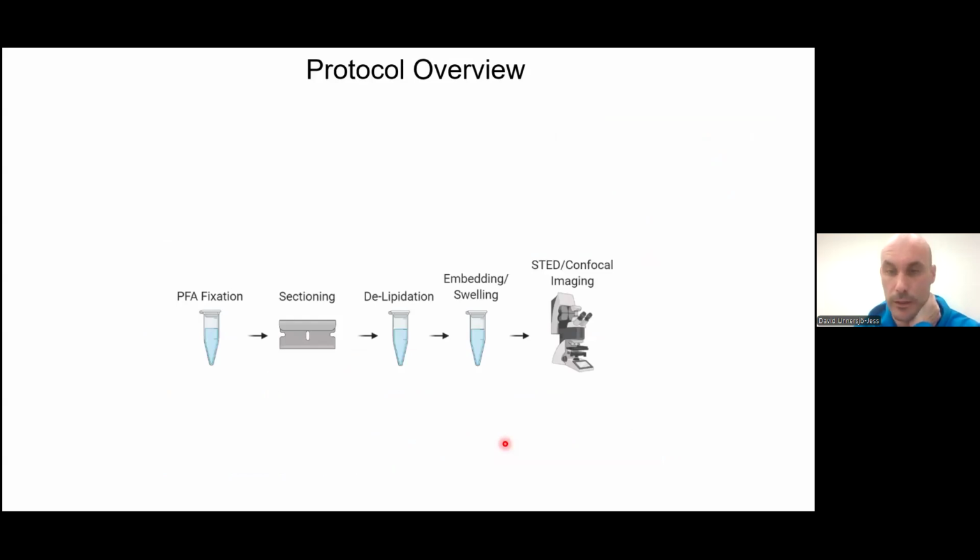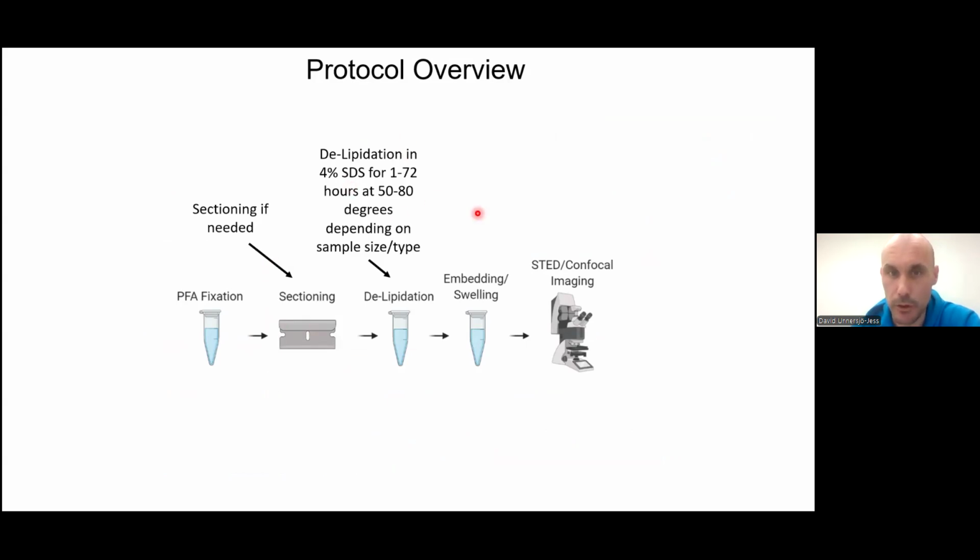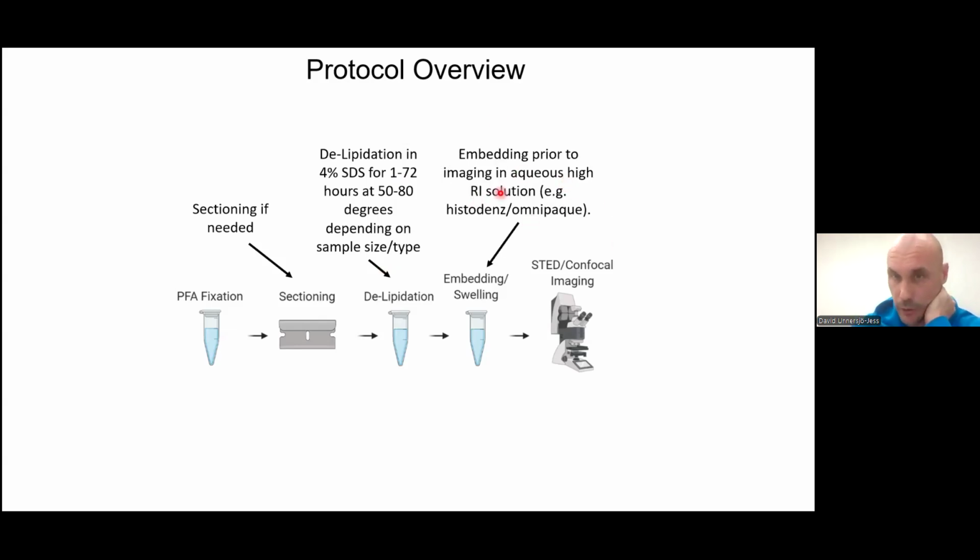which looks like this as a schematic overview. It's basically just fixation of your sample. You then section your sample if you need to. You delipidate your sample in SDS for anywhere from 1 to 72 hours at 50 to 80 degrees. This depends on the sample size and sample type. You then embed your sample prior to imaging in an aqueous high refractive index solution. Typically we use Histodense or Omnipaque for this.